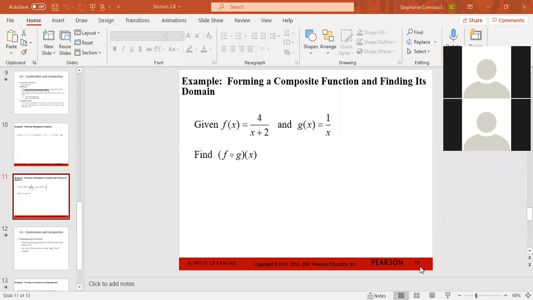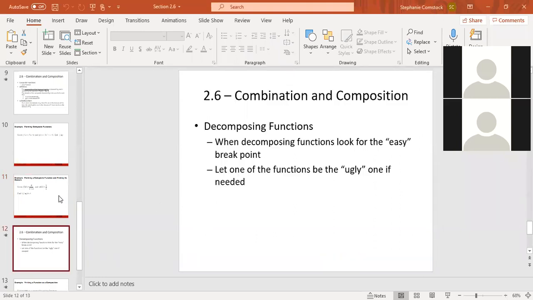Now, certainly if we combine functions, compose them, we want to work on decomposing. They make this sound a whole lot harder. Basically what I look for is the nice, easy breakpoint. If I see a lot of junk underneath a square root, then I'm going to let one of my functions be all of the junk that's underneath. And then the other equation is going to be a nice, simple, clean square root.